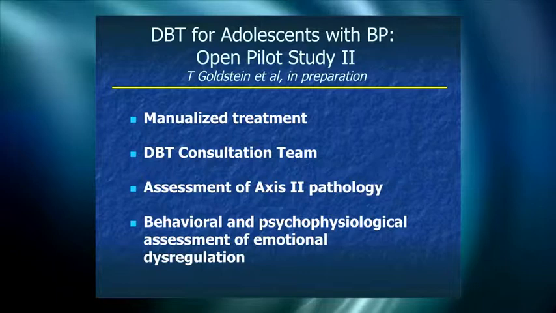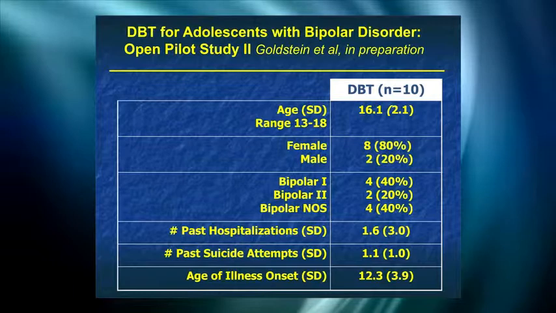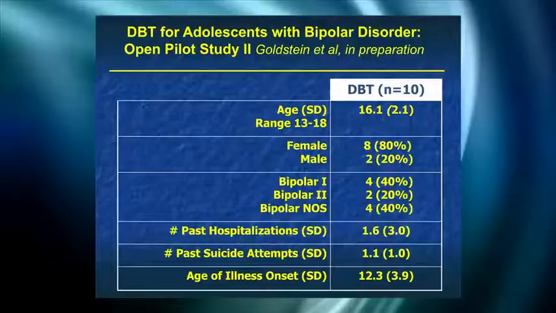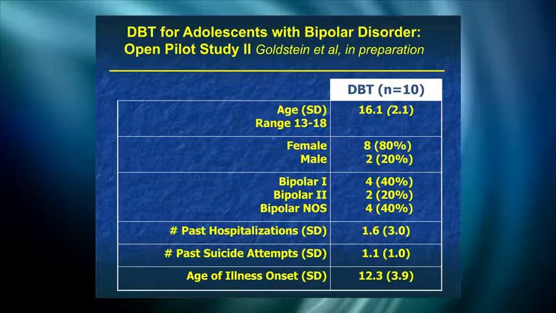And some of her early findings, these are not yet published, but she shared her slides with me to be able to share with this group today. Again, average age range of 16, 13 to 18 year olds. So again, you're going a little bit to the older adolescent. And I think in DBT, some of the concepts are a little tricky to use with younger kids. So it makes sense that she's focused on that somewhat older adolescent group. And again, a combination of BP1, 2, and NOS. These kids have been hospitalized and made suicide attempts, and their age of illness onset was around, on average, 12.